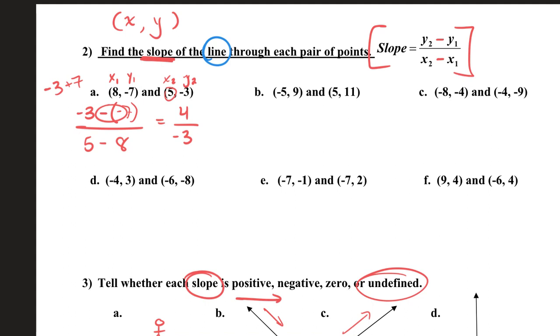What we never want to do is leave just a negative in the denominator. You always move it up. So this is -4 over 3, which is a negative slope, so that means we did it correctly.